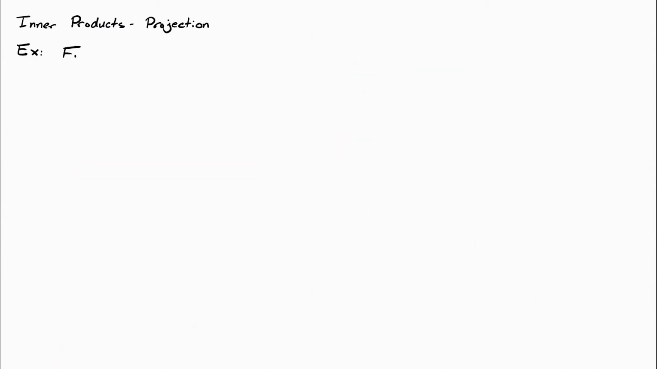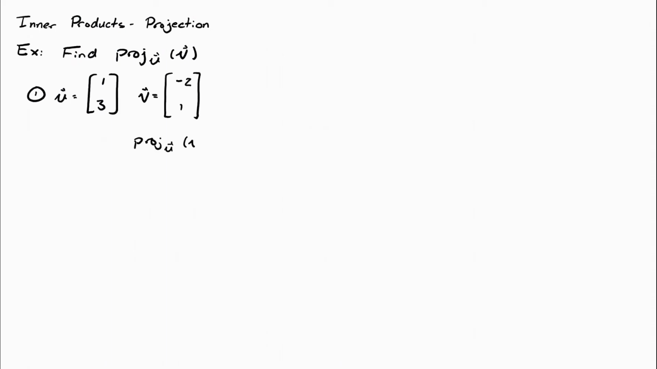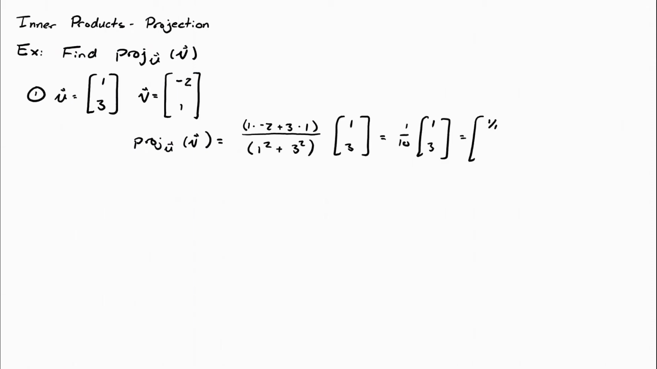How about some examples? In each of these cases, find the projection of v onto u. First, u equals (1, 3), and v equals (-2, 1). Then the projection is given by this, which comes out to be (1/10, 3/10). We can draw this, and yes, the projection is tiny.